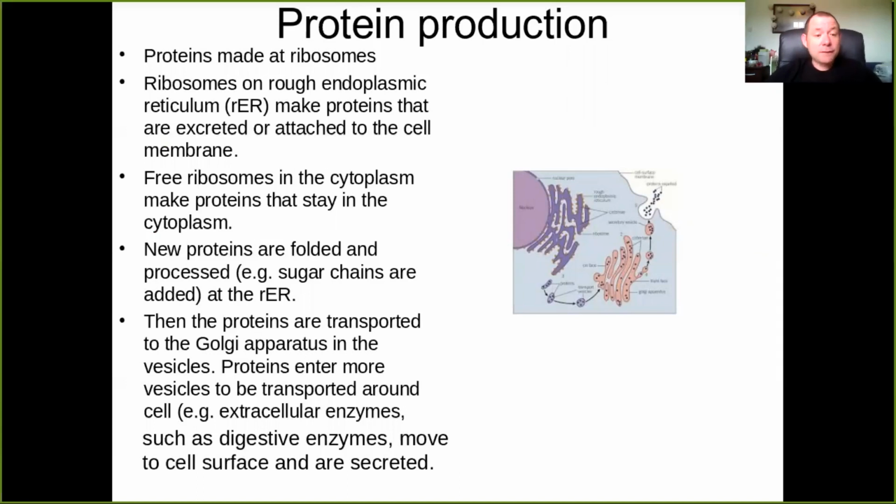New proteins are folded and processed, e.g. sugar chains are added. Then the proteins are transported to the Golgi apparatus in vesicles. Proteins enter more vesicles to be transported around the cell, e.g. the extracellular enzymes, such as digestive enzymes, move to the cell surface and are secreted.